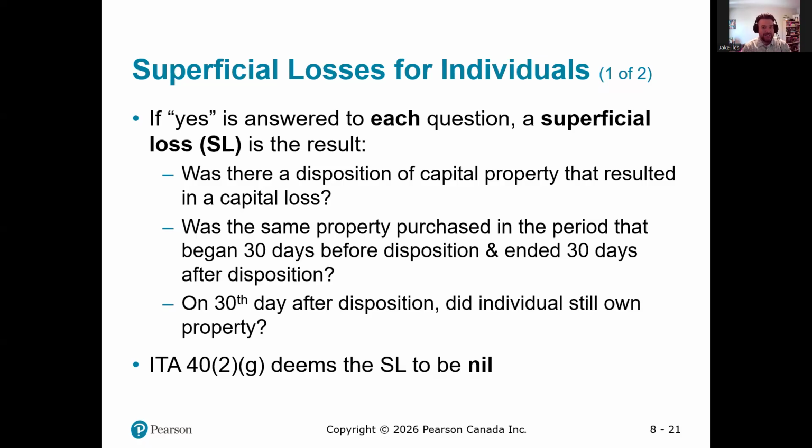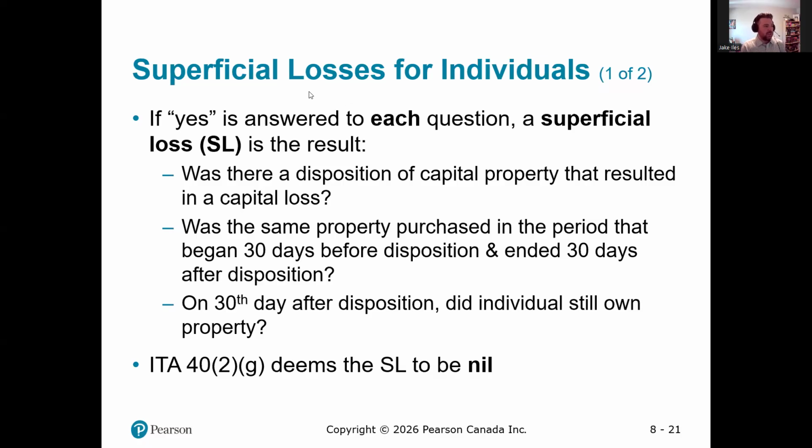So the CRA looks at this and says, well, you still have the shares. You're still in the same sort of economic position. You took part in this transaction only to reduce your capital gains. So this is what they call a superficial loss.